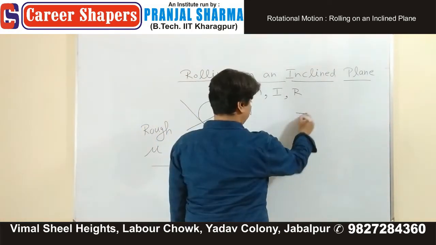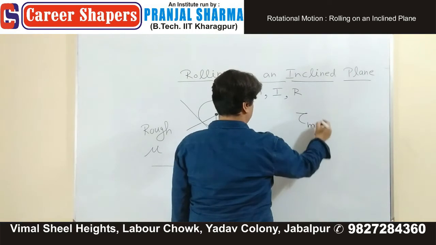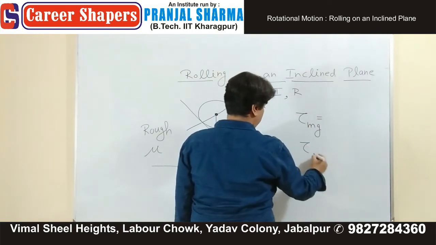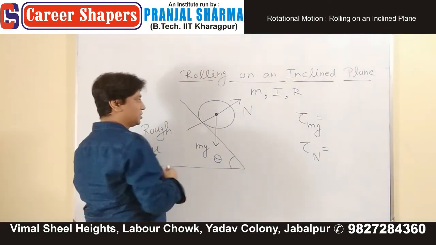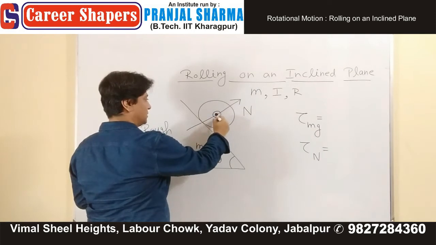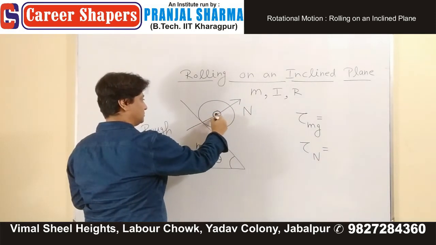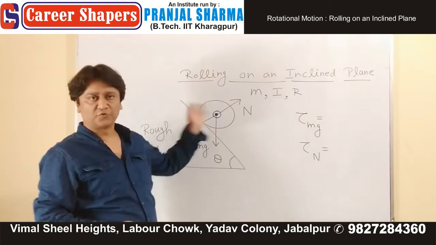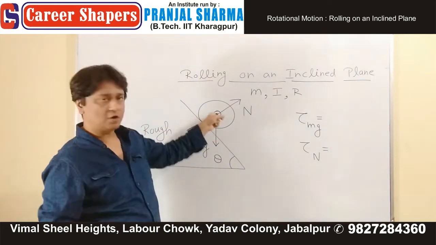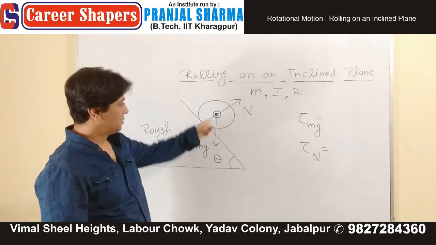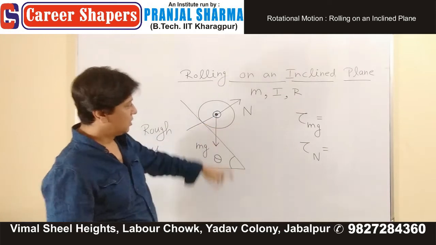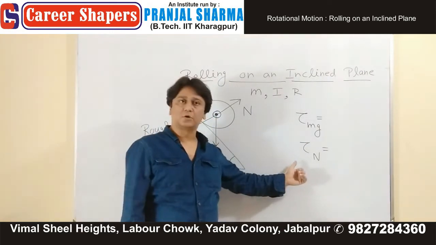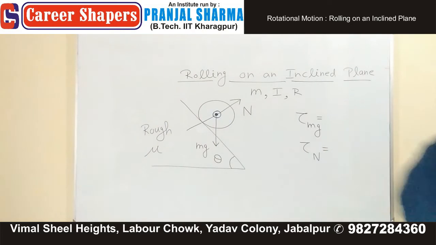What is the torque of mg and torque of normal reaction about an axis passing through the center of mass? This is the axis. Usual axis, if you have a wheel, you know that this will be the axis of rotation. An axis passing through the center of mass of the rotating body. What will be the torque of mg and what will be the torque of normal reaction? Answer these two things first.